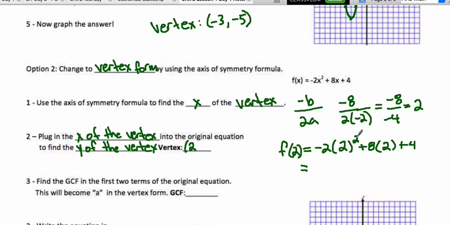2 times 2, or 2 squared, is 4. 4 times 2 is 8, and it is negative. Plus 2 times 8 is 16, plus 4. Simplify all this, and I get 12.